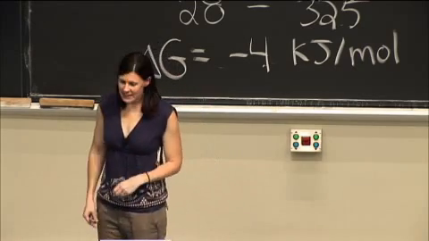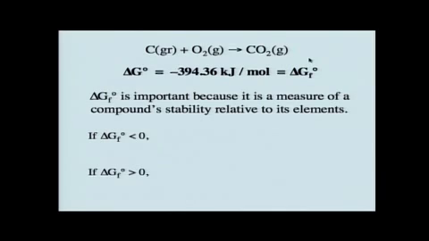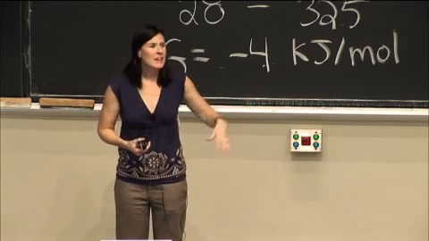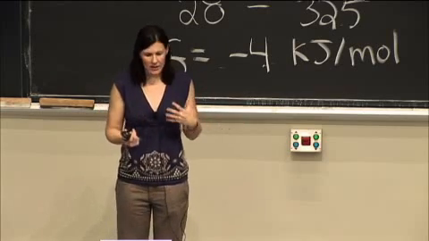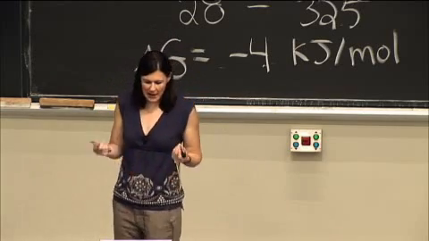So let's think about why it is important to be thinking about these changes of free energy in terms of forming a molecule. And it's important because the delta G of formation is actually a measure of how stable or unstable a molecule is relative to its elements. So for example, if something is really stable relative to its elements, we can think about whether delta G of formation should be negative or positive.